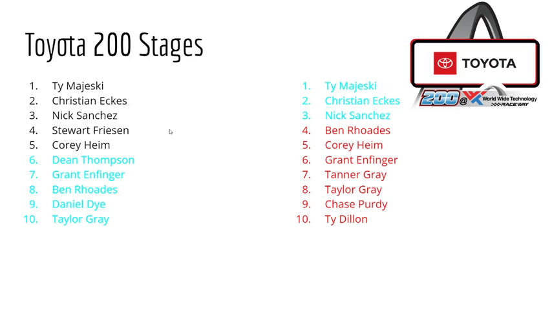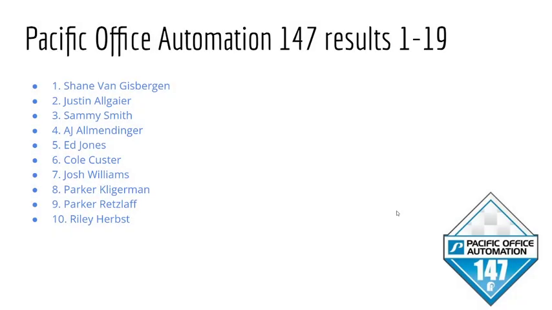As you can tell, both stages had the same top 3 in the same order. Ben Rhodes 4th. Corey Heim 5th. 6th was Grandin Finger. 7th, Tanner Gray. 8th, Taylor Gray. 9th, Chase Purdy. 10th was Ty Dillon. Those are our results for the Pacific Office Automation 147 that was done over in Portland.